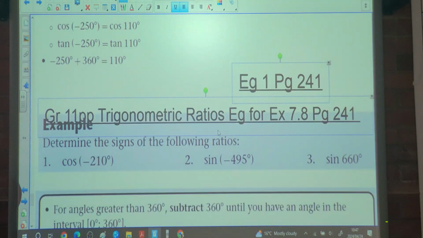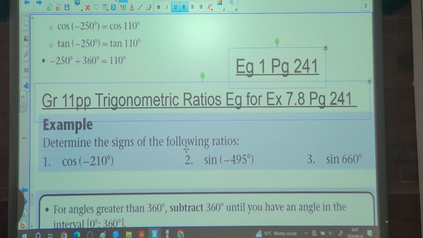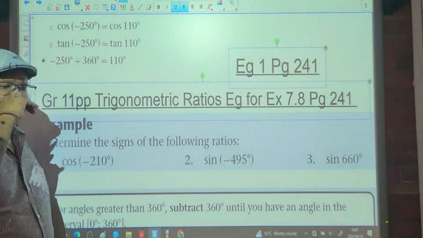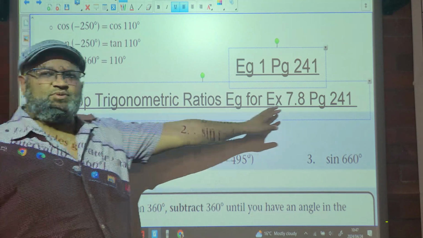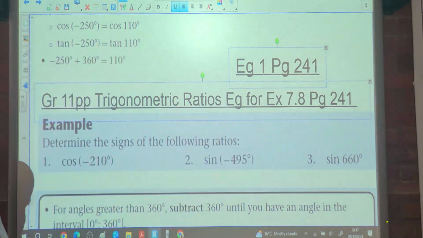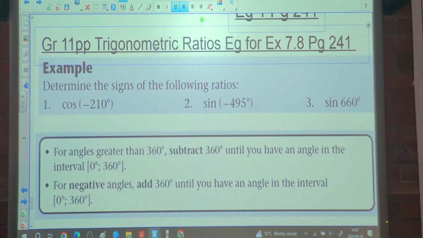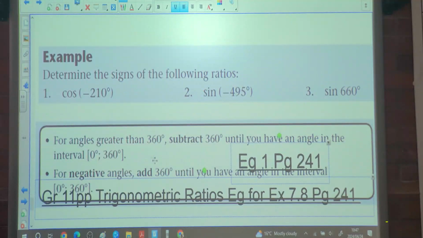Is this the examples for the next exercise? Still the same. Is this still for exercise 7.8? Yes. Okay, thank you.